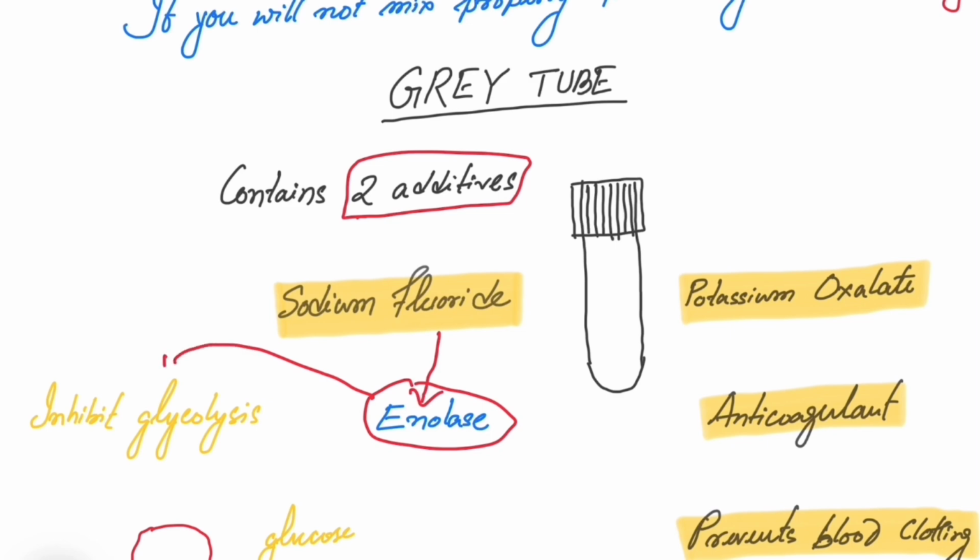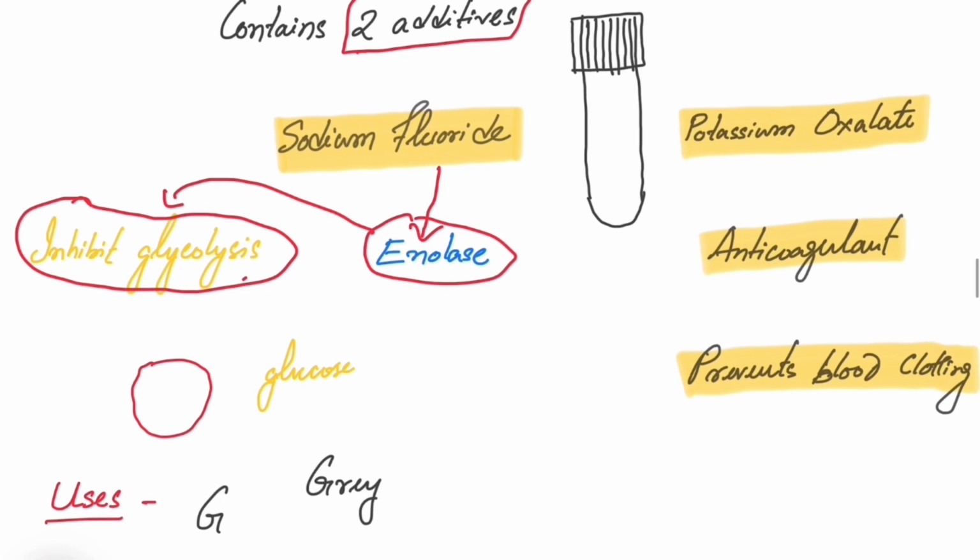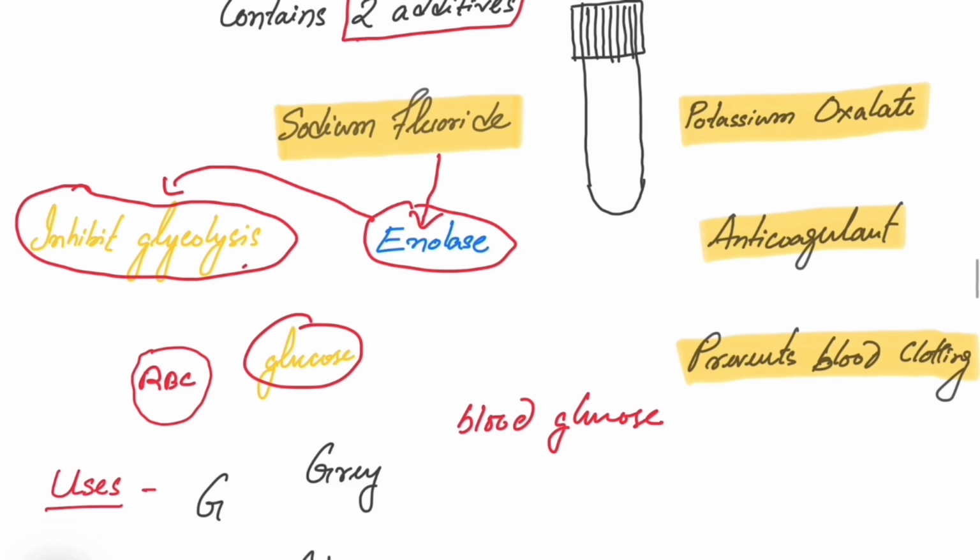If you inhibit the enolase, it will eventually inhibit glycolysis. What is glycolysis? Breakdown of glucose. So why is it important to prevent glycolysis in this tube? Because this tube is used for estimation of blood glucose. If you inhibit glycolysis, the red blood cells present in the specimen cannot utilize the glucose. As a result, the glucose will not break down till the test.